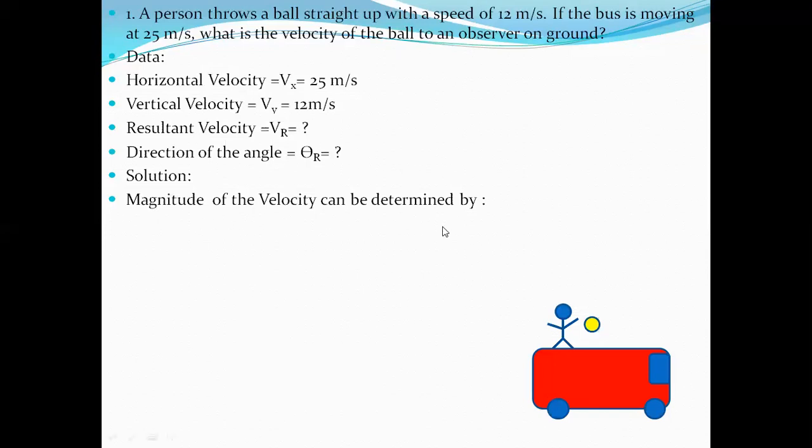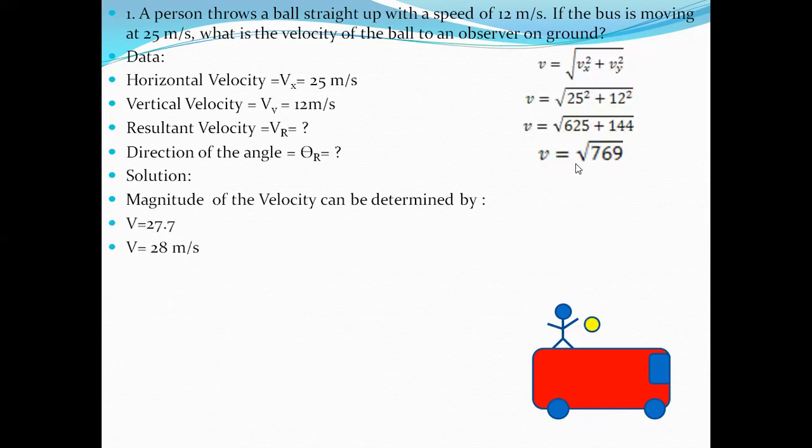The magnitude of the velocity can be determined by this formula, which is according to the head to tail rule. Basically it is to find the magnitude, and it is derived from Pythagoras theorem. That means V is equal to under root Vx square plus Vy square. Putting the values of Vx and Vy, we get 25 square plus 12 square, which is 625 plus 144 whole under root, and from that we get V is equal to under root 769. After that, we get the value of the velocity magnitude, which is 27.7, and rounding it off, we get 28 meter per second by which the ball was moving in the air.